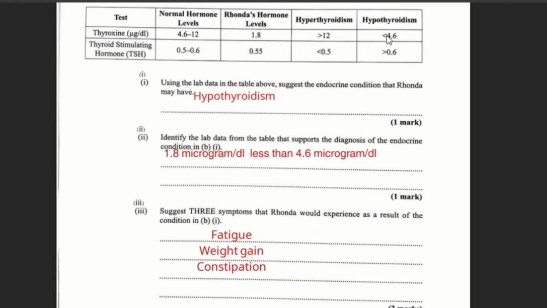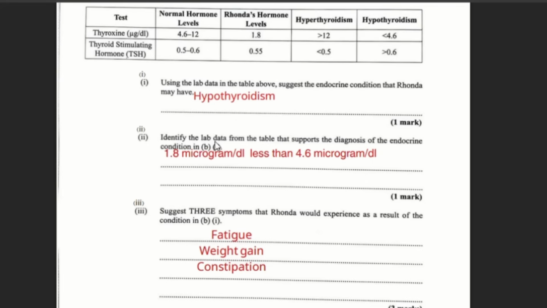So this is saying that if the value for the patient is less than 4.6, and she has 1.8, it means that they have hypothyroidism. If her value was greater than 12, then she would have hyperthyroidism, right? But because her value is less than 4.6, the answer is going to be hypothyroidism. So anyways, that's the answer.